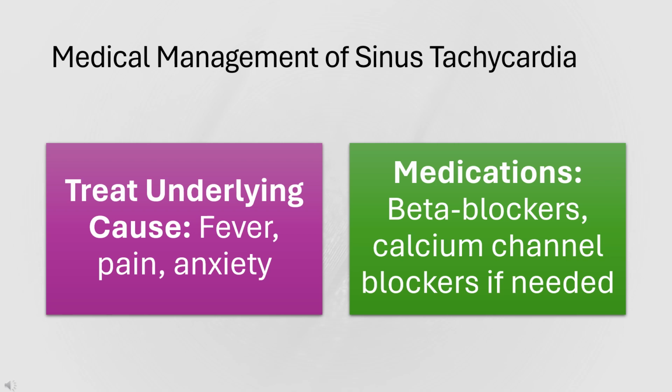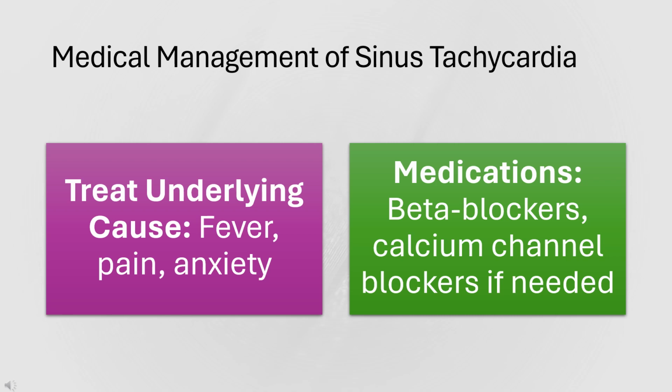Assess and correct any electrolyte imbalances that could be contributing to the tachycardia. Common imbalances include hypokalemia and hypomagnesemia, which can exacerbate arrhythmias. Correcting these imbalances involves appropriate supplementation and monitoring of serum levels.